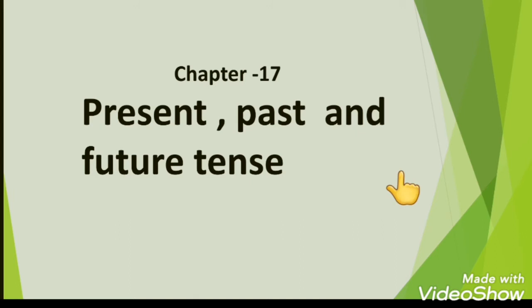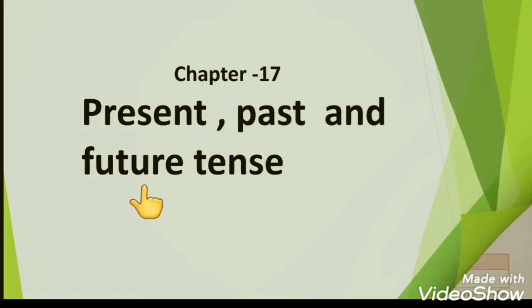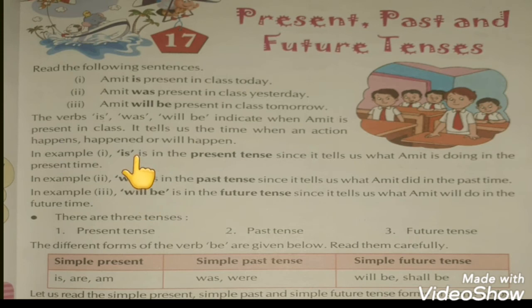Now students, our verb chapter is finished and we move to chapter 17, that is present, past and future tense. Present means what is happening now. Past means जो चीजें हमारी हो चुकी हैं, and future means जो चीजें होने वाली हैं. Now let's get started.